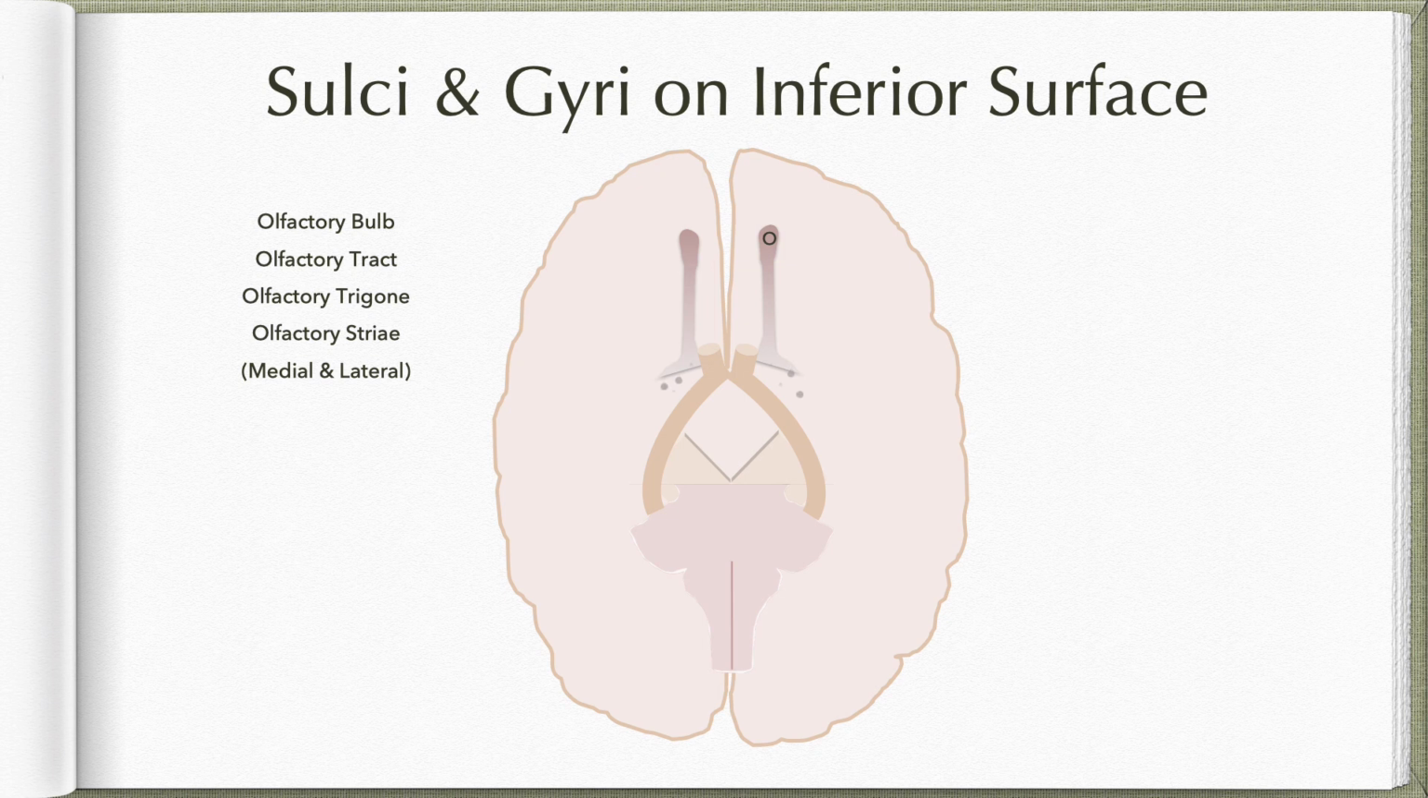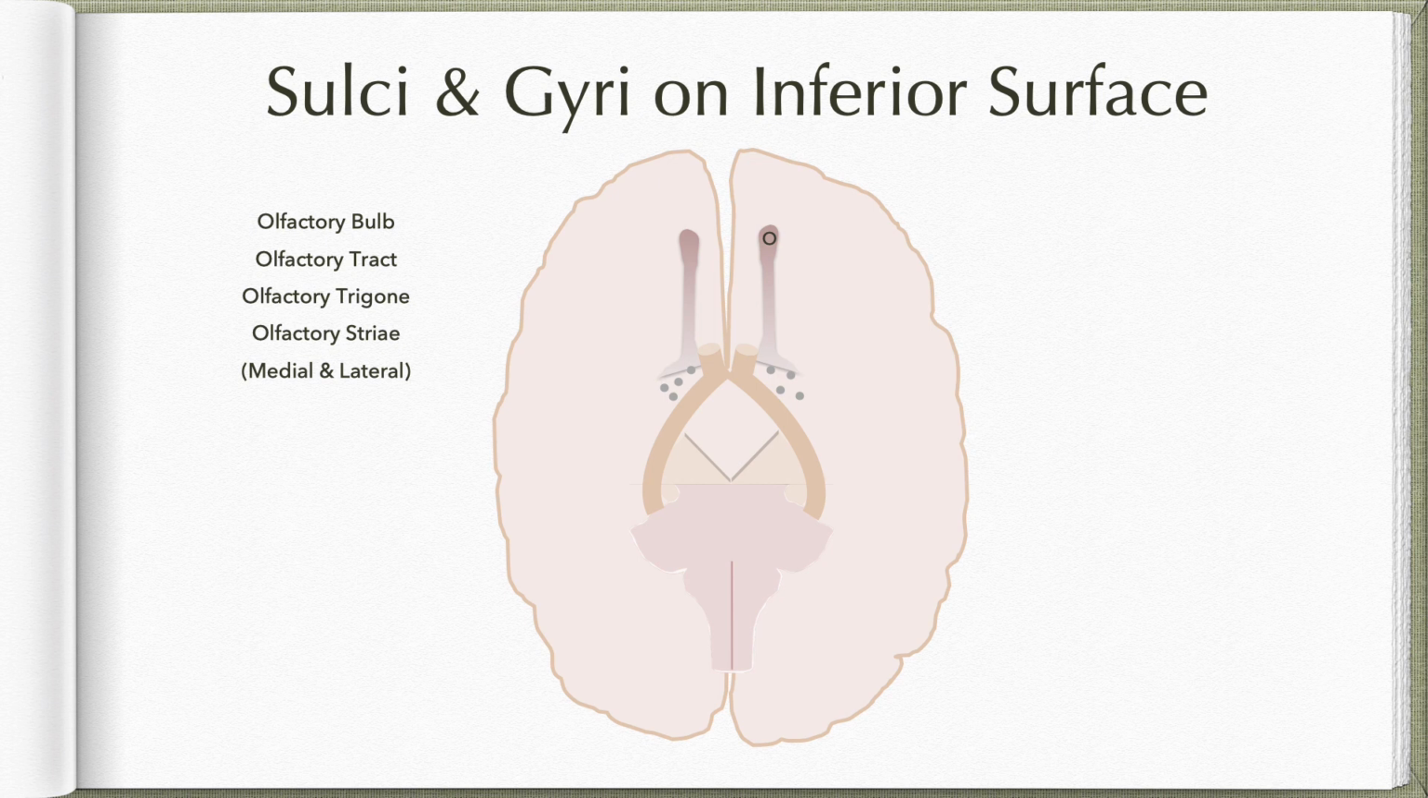Immediately behind this olfactory striae and olfactory trigone, we have what is known as anterior perforated substance. That is the area where the surface will be perforated by multiple striate branches, both of anterior and middle cerebral arteries. So these are the landmarks which have got nothing to do with sulci and gyri on the surface, but we need to identify them on the inferior surface. Now let us start with the sulci and gyri.